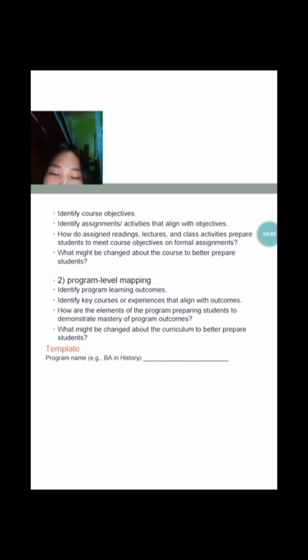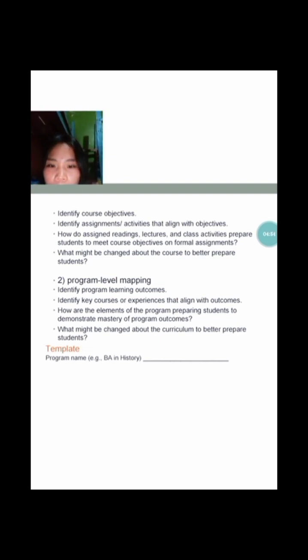2. Program level mapping. Identify program learning outcomes. Identify key courses or experiences that align with outcomes. How are the elements of the program preparing students to demonstrate mastery of the program's outcomes? What might be changed about the curriculum to better prepare students?